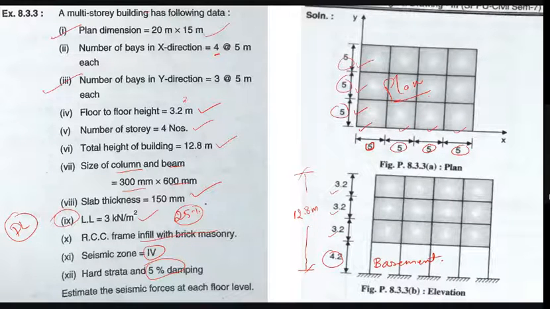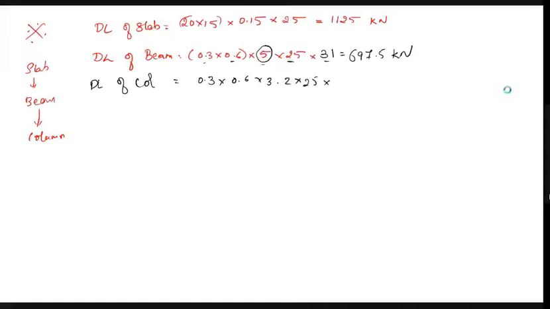How many columns are there? Just check it: 1, 2, 3, 4, 5. Okay, 1, 2, 3, 4. 5 fours are 20. Therefore, there are 20 columns, multiplied by 20. We will get 288 kilonewton. Correct. Now, we will calculate the dead load.